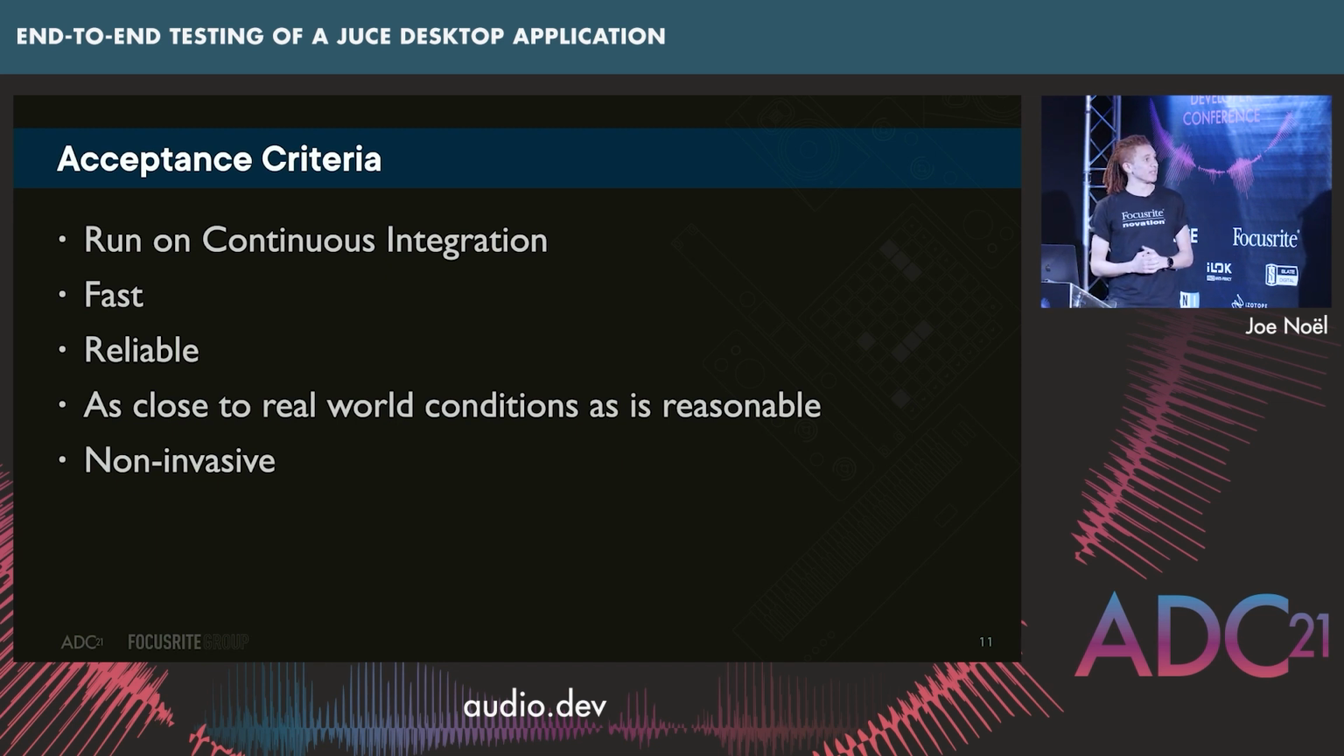So I said we want it to be as close to real-world conditions as is reasonable. So that means we don't want a special version of the app that we build for testing. We want to be building the real app that then gets shipped to users.